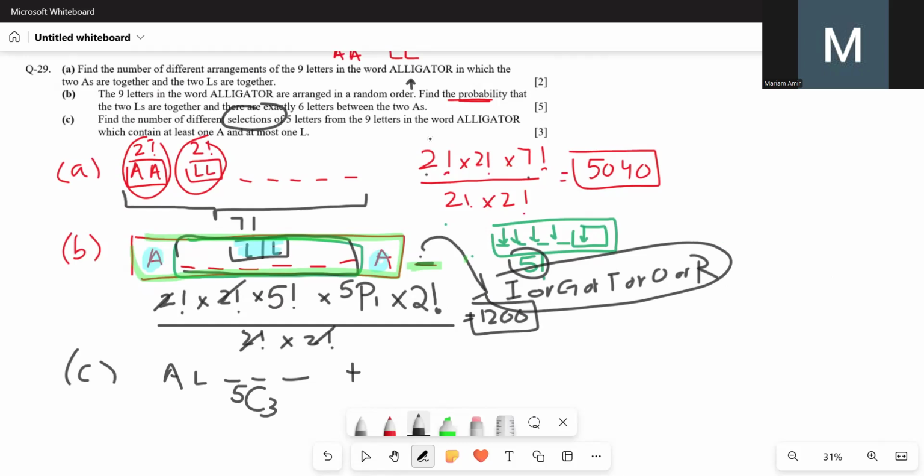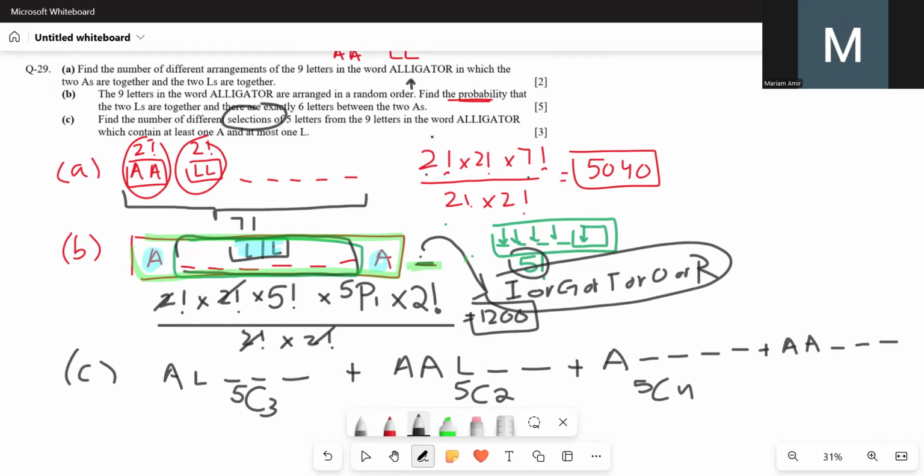Then we could have A, A and L and 2 more spots. So this would be, I'm sorry, 5C2. And these are just 3C3, which is 1, so we don't need to write that. Plus, we could have A and no L at all. So 4 more. So these would be 5C4. And then we could have 2 A's and then no L's. That would be 5C3. So we add all of these together.